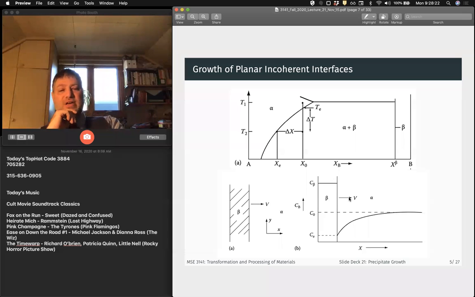So we've got this interface here that's moving at a velocity v, right? And it should make sense that the rate at which this interface can move is going to be completely dependent on how fast we can get B out of supersaturated alpha into beta, right? So if we think about it logically, we can come up with a couple things that we think are going to be in this velocity expression, right? The first being the interdiffusivity of A and B, right, the interdiffusion coefficient.